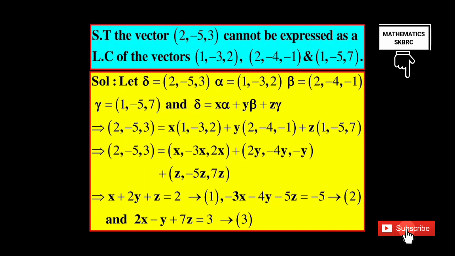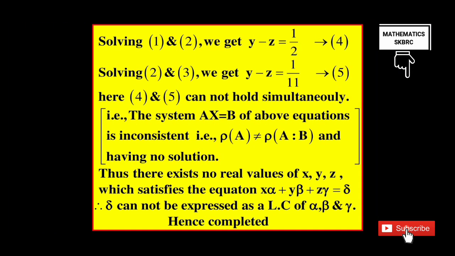We get the system of linear equations x plus 2y plus z equal to 2, denoted by equation 1; 3x plus 4y plus 5z equal to 5, denoted by equation 2; and 2x minus y plus 7z equal to 3, denoted by equation 3. On solving 1 and 2, we get y minus z equal to 1 by 2. On solving 2 and 3, we get y minus z equal to 1 by 11. Here y minus z is 1 by 2 and y minus z is 1 by 11, that is 1 by 2 is equal to 1 by 11, that gives 11 equal to 2, which is not possible.